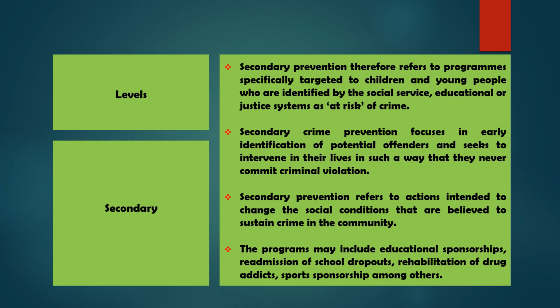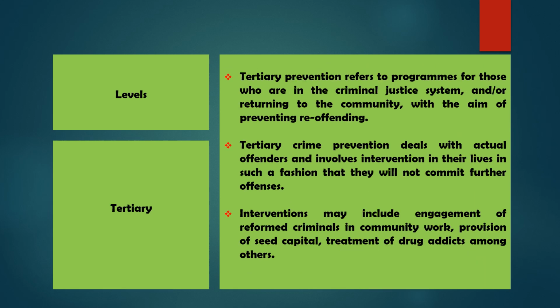Indeed, there are numerous examples of cases of children who have become successful and who were offered sponsorship, and through sports, they were able to lift themselves from poverty and conditions that were degrading, and therefore escape those conditions that could easily draw them into the world of crime. Then we have what we call the tertiary level. And tertiary prevention refers to programs for those who are in the criminal justice system and or return to the community with the aim of preventing reoffending.